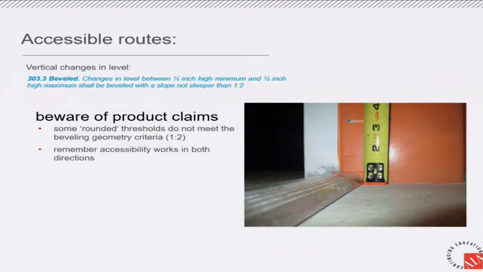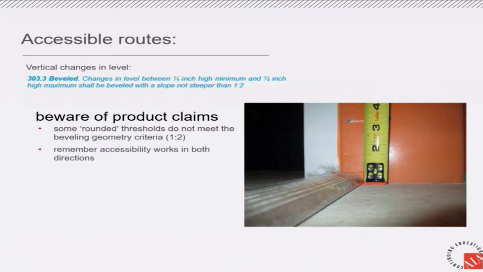Vertical changes in level. Beware of product claims, and I'm going to broaden this, and there isn't a picture, but I'm going to broaden it anyway, because what I mean by product claims is not everything that labels itself as ADA compliant is ADA compliant. Look at this threshold. Building was built 2 years ago. It has to be UFAS compliant. It's housing.